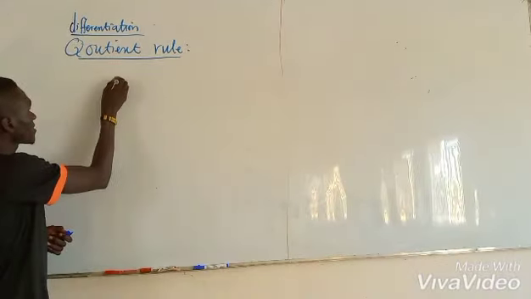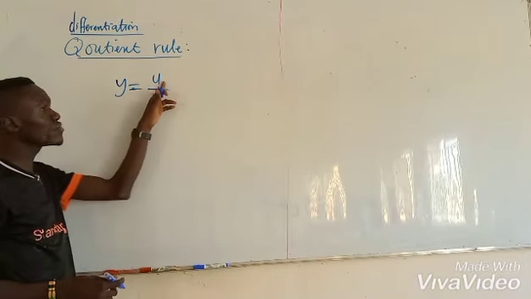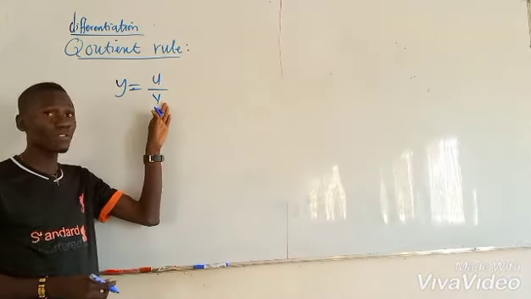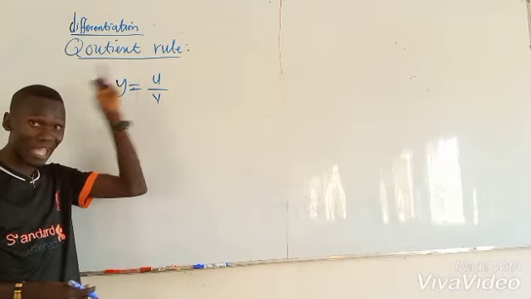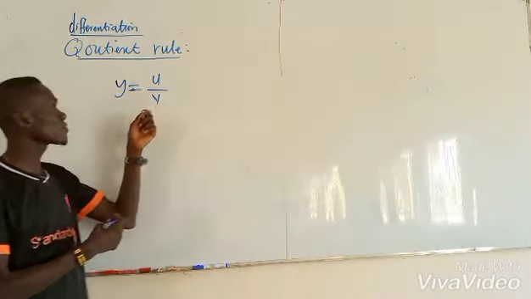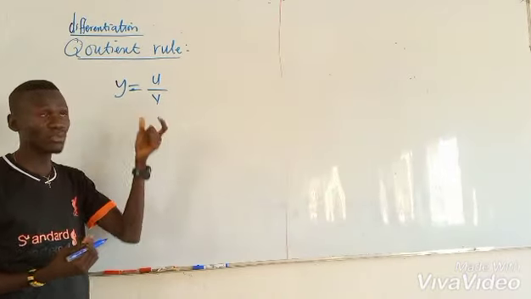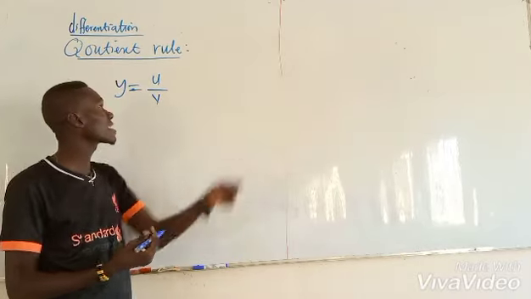The quotient rule is in the form y equals u over v, where u is a function of x, and v is a function of x as well, just like we spoke about in the product rule in the last video. For this one, we'll be using the same method. We'll be using logarithmic differentiation to solve for the quotient rule. So let's get down to business.